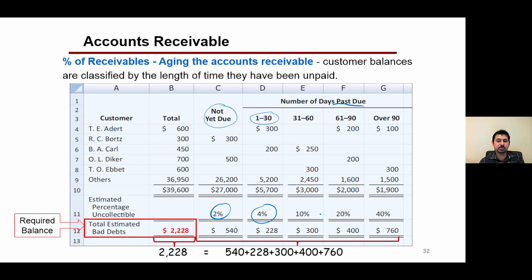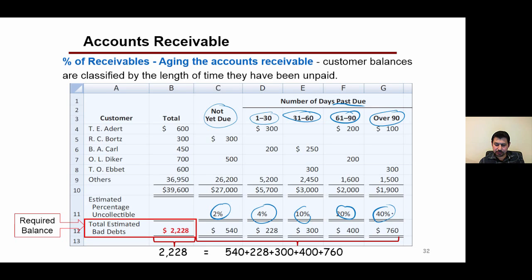So as far as this company is concerned, accounts receivable that are within 1 month past the due date, the company estimates that 4% of this amount will be uncollectible. If it is 1 to 2 months, it will be 10%, 2 to 3 months, 20%, and over 90 days, it will be 40%. The idea is that the longer the account is past due, the more likely the customer is really having trouble paying it back or does not want to pay it back. As a result, the probability that this account will eventually be uncollectible increases.